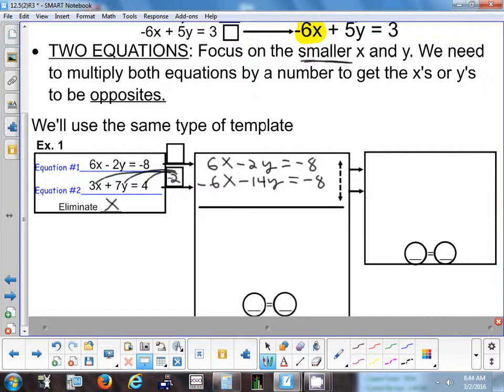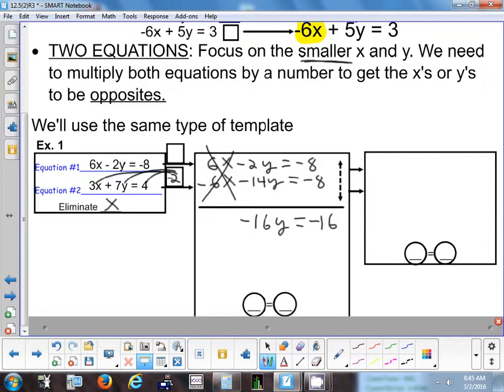All right, so now we'll add these up. We already said x's are going to eliminate. Hey, Justin, what's negative 2y minus 14y? Negative 16y. Good. Negative 8 plus negative 8. Good, negative 16. Okay, it looks like we're going to get a nice answer here.